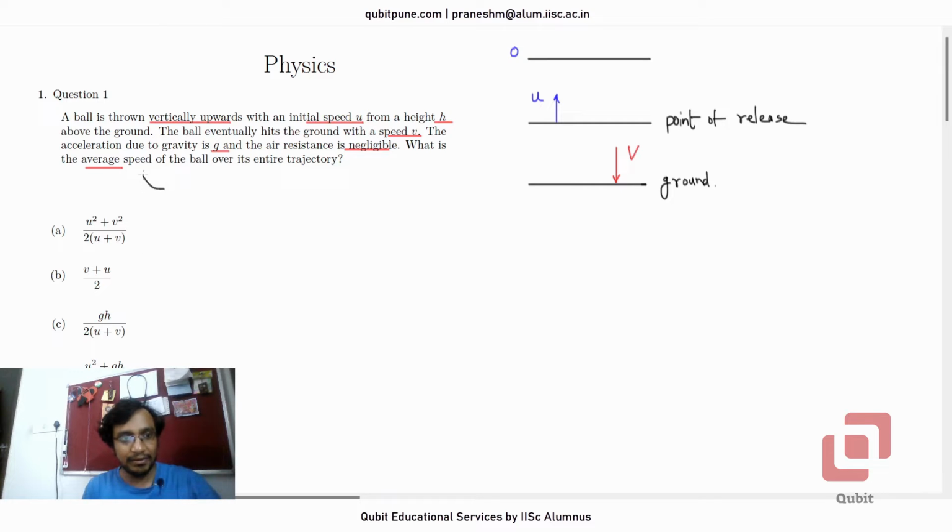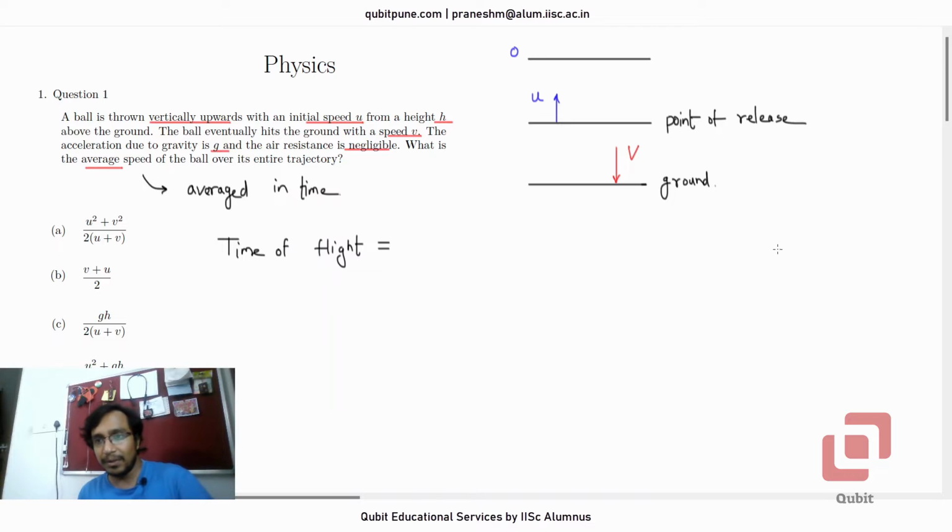This average must be averaged in time. So let us first calculate the time of flight of this ball during its journey, midway to the top and again falling on the ground. So it's the time of flight.